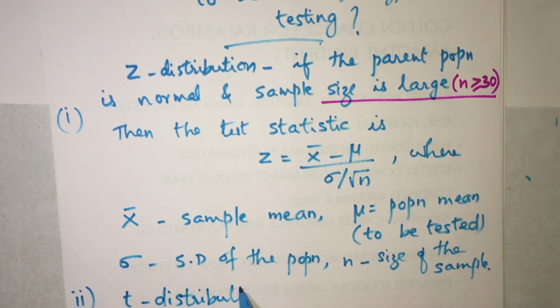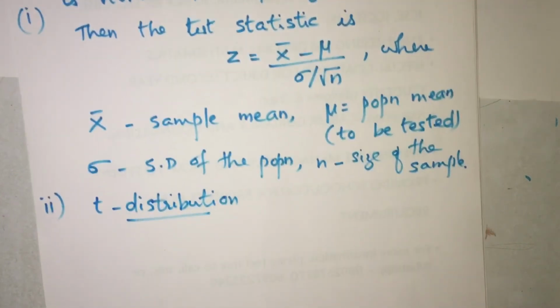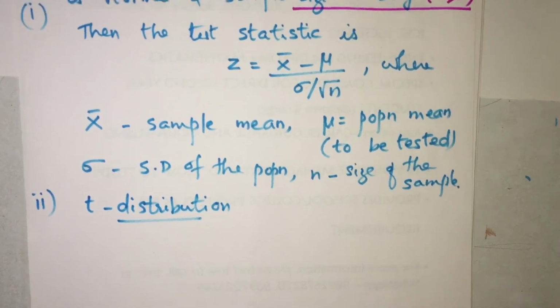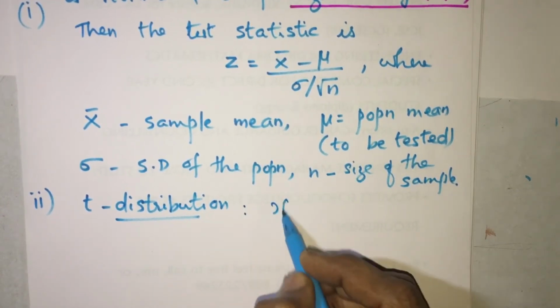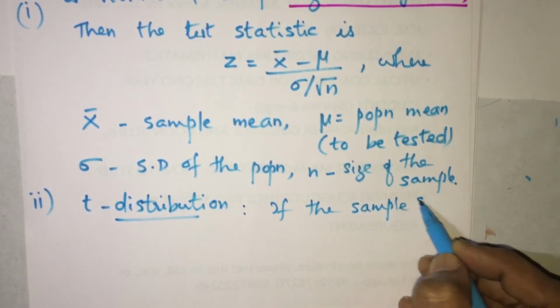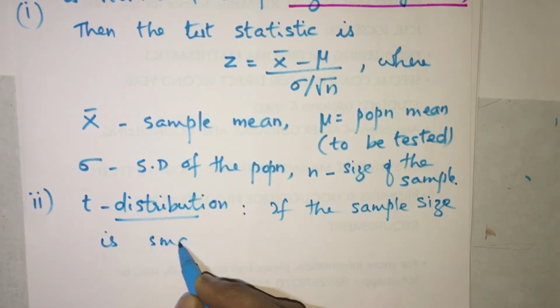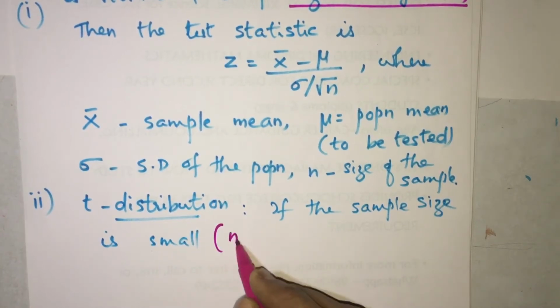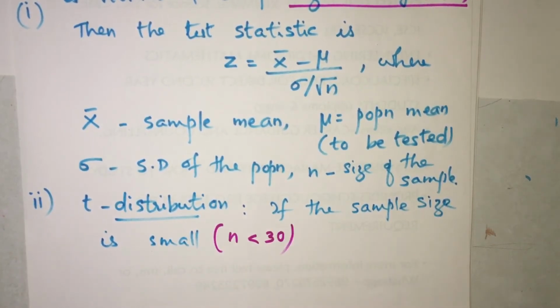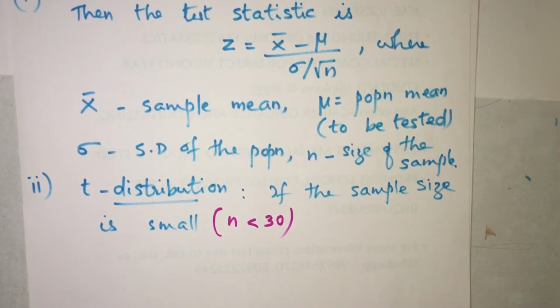Then the second one, we use a distribution called the T distribution, which we will learn in the next chapter, that is Student's T distribution. So this is otherwise called the T test. Then this we use if the sample size is small, that is if n is less than 30. If the sample size is small, then we use this T distribution.